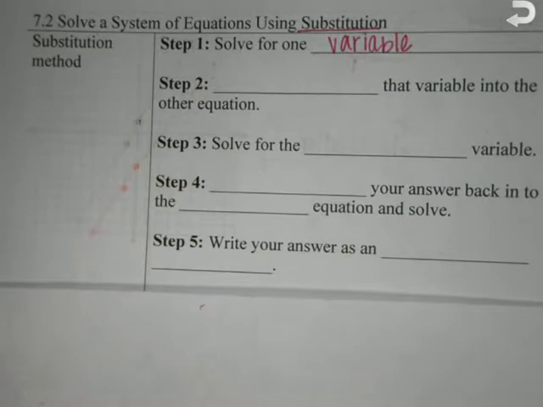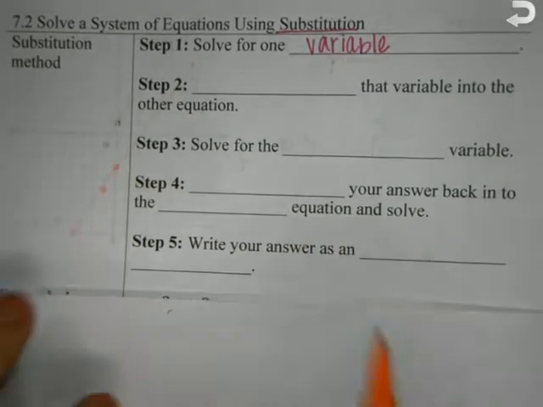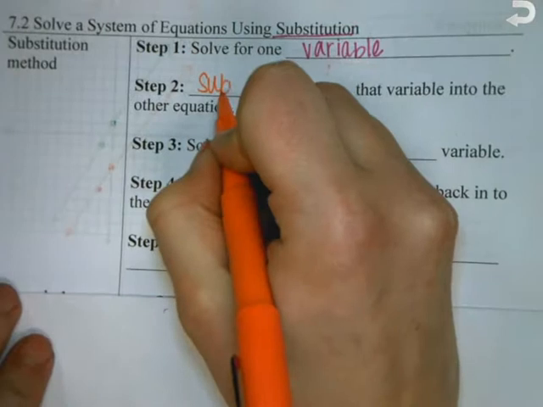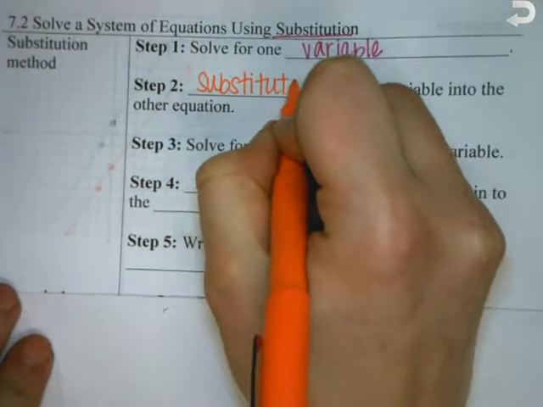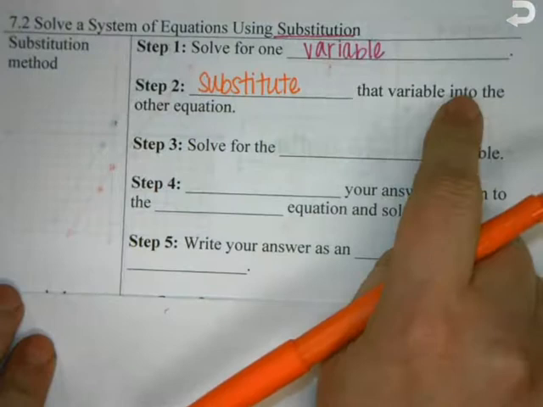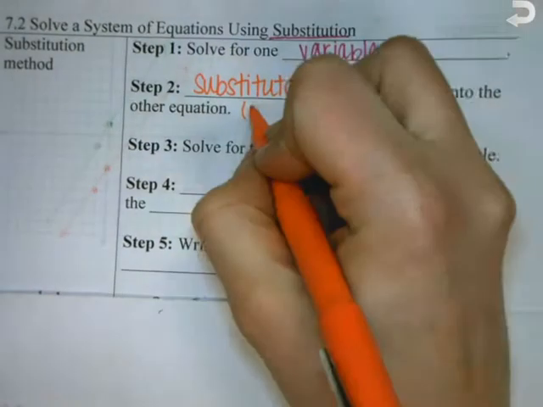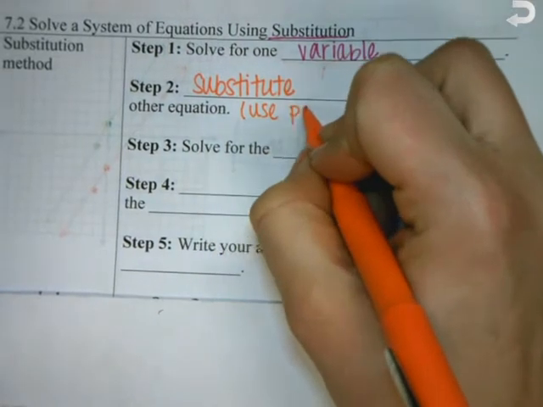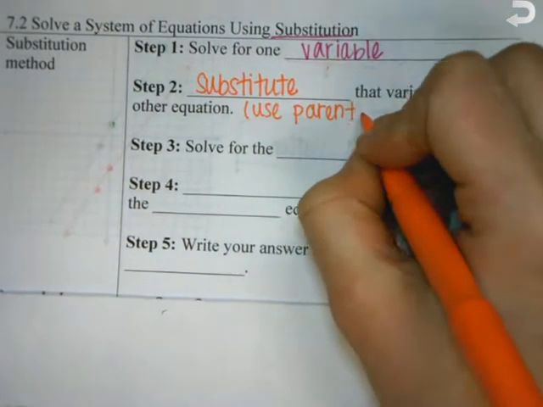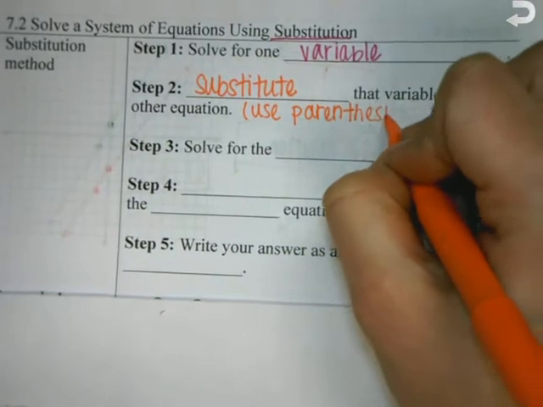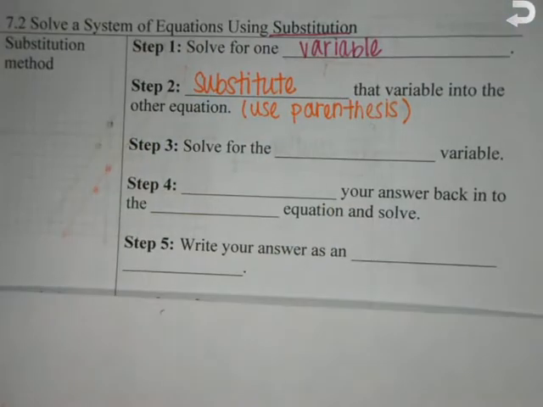Step two, we are going to substitute that variable that we just solved for into the other equation. What's another word for substitute? Replace. Whenever we substitute something in, what do we need to use around whatever we're substituting? Parentheses. So right next to that, I'm going to write, so we remember, use parentheses.